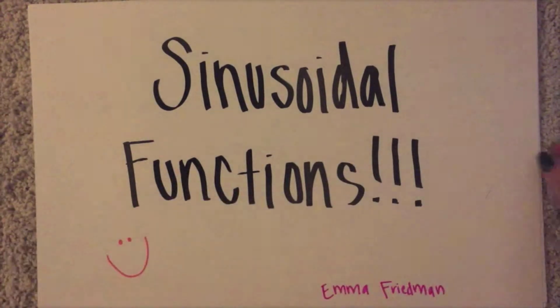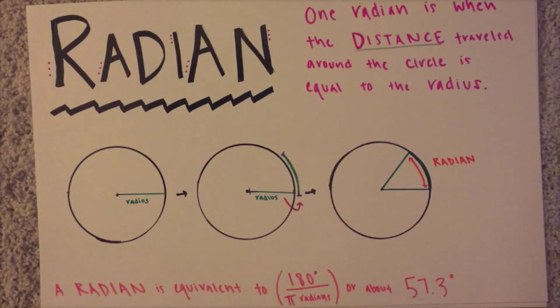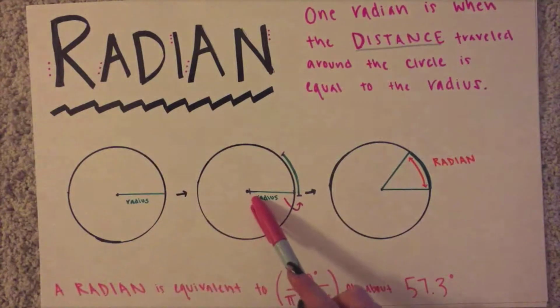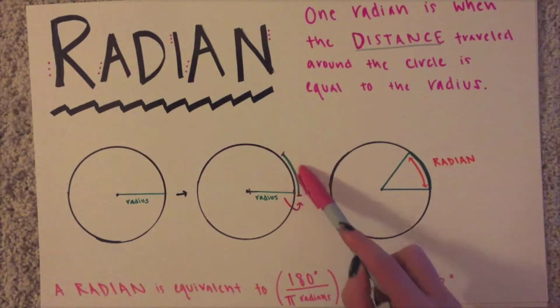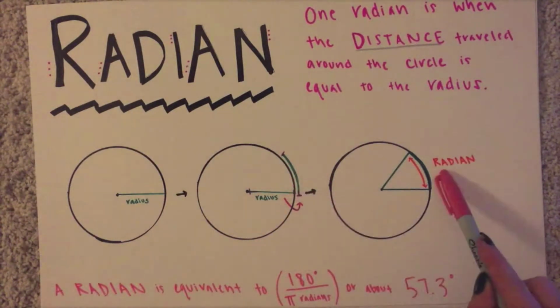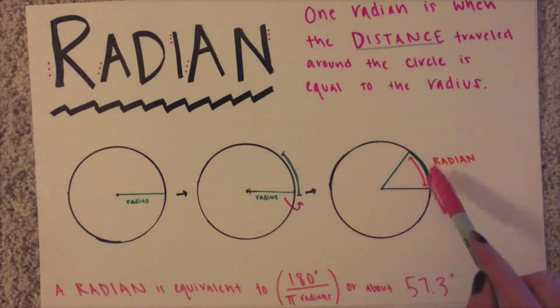Today we will be covering sinusoidal functions. 1 radian is when the distance traveled around the circle is equal to the radius. So as you can see in the diagrams, it's when you take the length of the radius and wrap it around the edge of the circle, and that length is your radian. So essentially all 3 segments seen here are the same length.